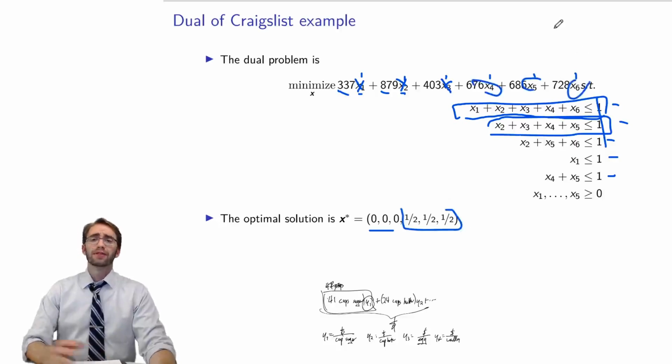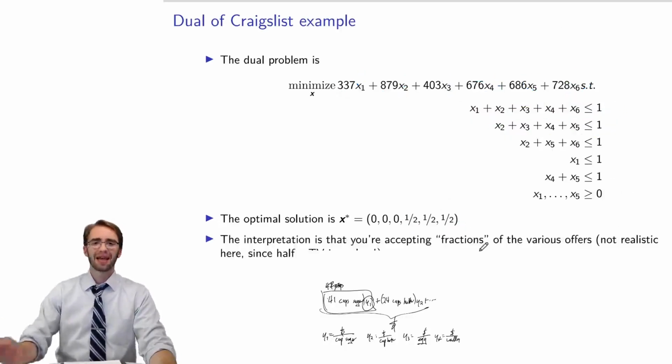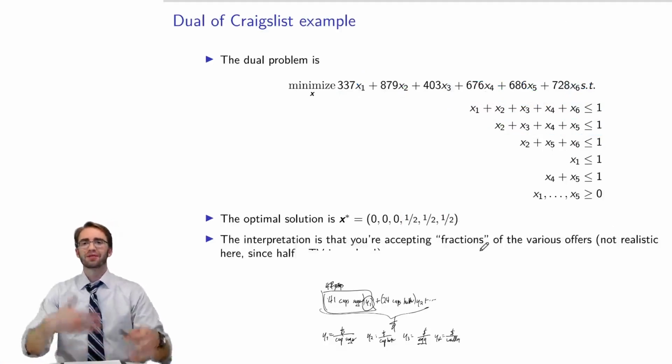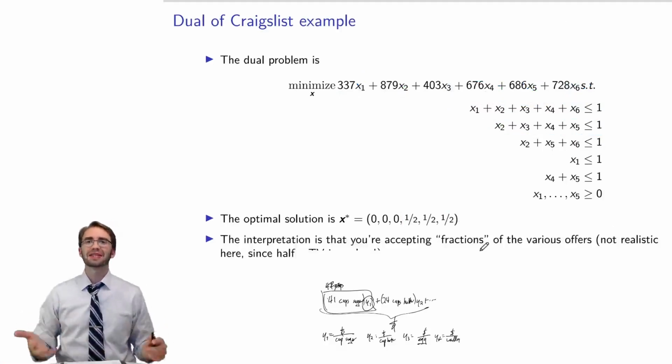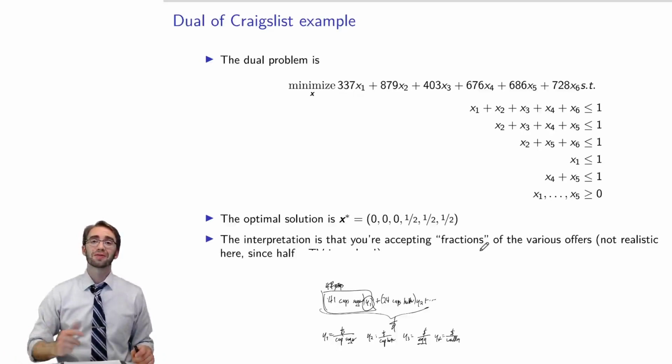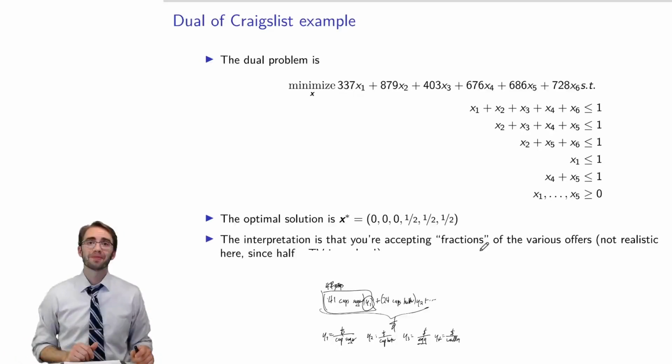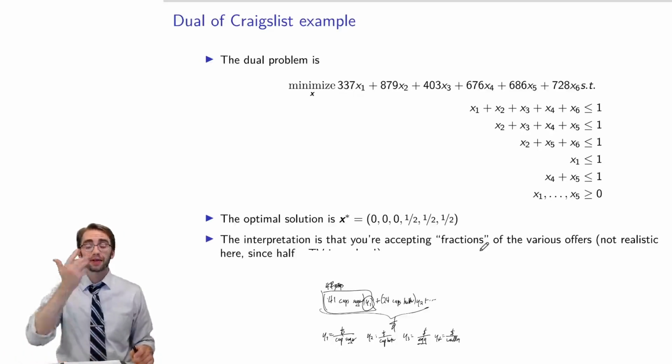Now, this isn't practically of any relevance to us. This doesn't mean anything, right? Because it has you accepting half of an offer. So this is not realistic because half a TV is useless. It's a shortcoming of the model because we're using a linear model. Once we talk about integer programming, this will all make sense, and we'll understand how to deal with variables that have to be zeros or ones.